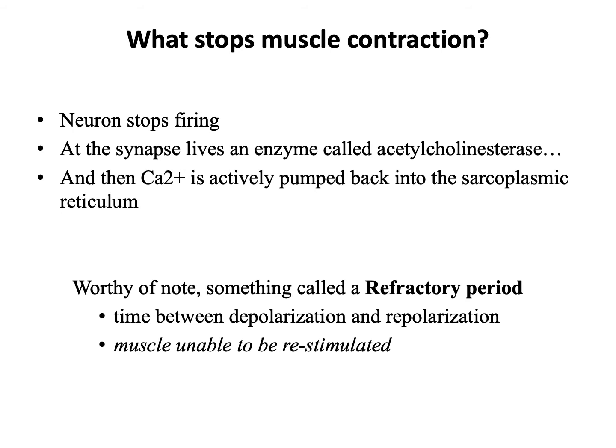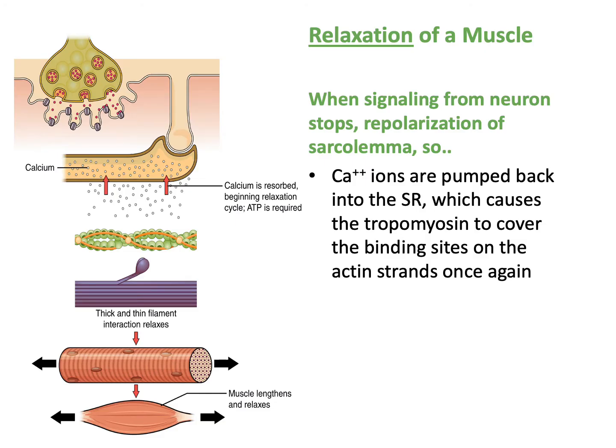There is a slight period of time where a muscle cannot be re-stimulated. That's called a refractory period. We'll get to that later. Okay, so no more zapping, and the calcium is going to get resorbed. Remember that ATP has bound to it and that myosin is back in the cocked position, but without the calcium, that tropomyosin is going to go back to its original position. So calcium gets pulled off and pumped back into the sarcoplasmic reticulum.